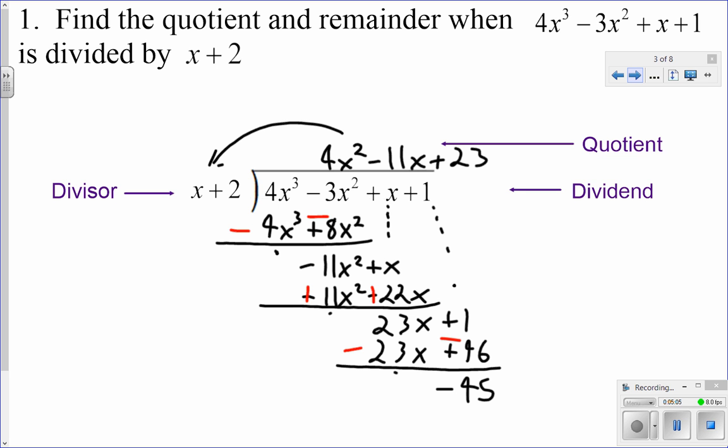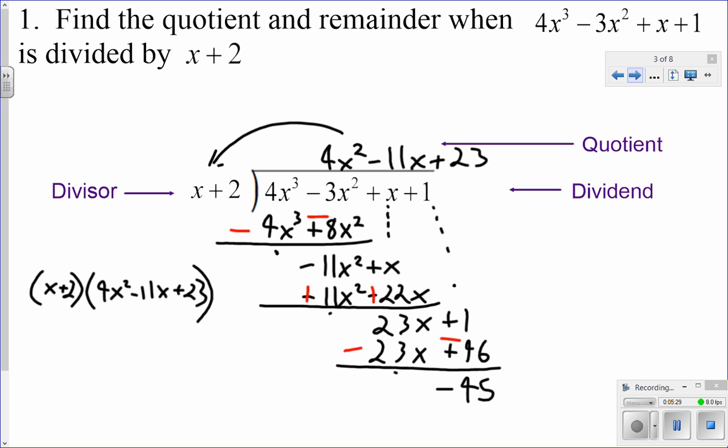So there's my remainder. What this is going to be useful for is I can help find factors. If I get a remainder of 0, I know that x plus 2 is a factor. But I can also rewrite my dividend by doing x plus 2 times the quantity 4x squared minus 11x plus 23.